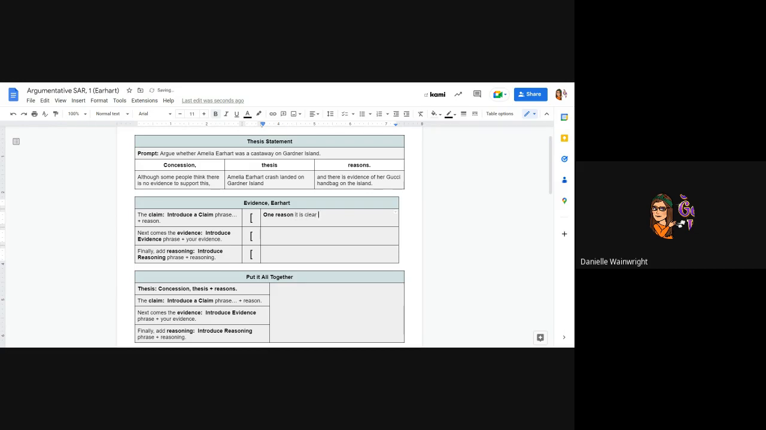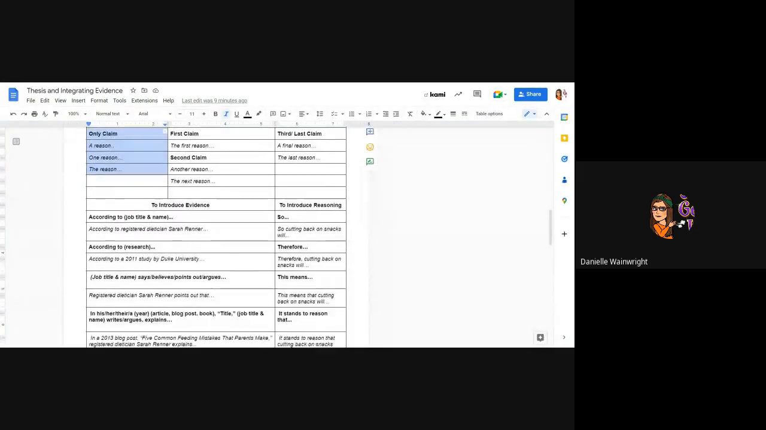"It is clear." At this point, you can say Earhart, right? You don't have to keep saying her first name. "Crash landed on Gardner Island is that there were pieces of her plane." Okay. Now I'm going to go and do evidence. I'm going to go back over and find a phrase to introduce evidence.